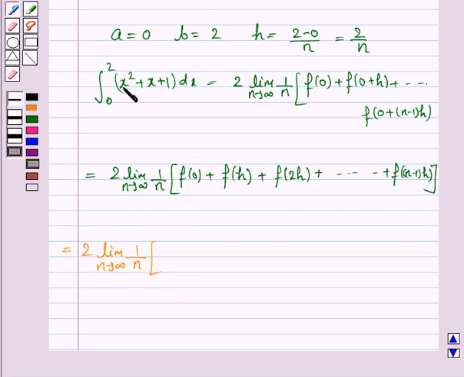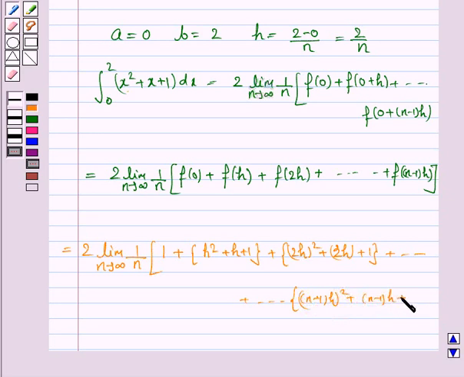f(0) would be 0 square plus 0 plus 1, that is 1. Plus f(h) would be h square plus h plus 1. Then f(2h) would be (2h) square plus 2h plus 1 and so on. f((n minus 1)h), that is (n minus 1)h square plus (n minus 1) into h plus 1.